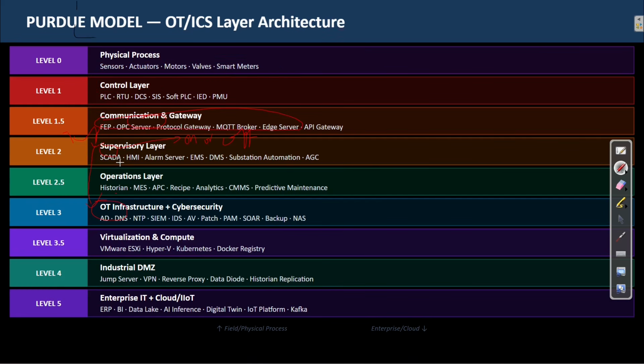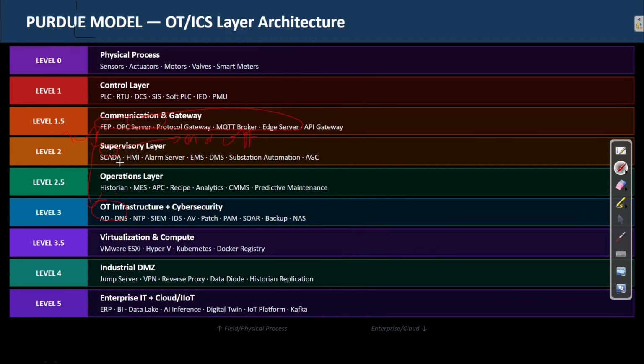Similarly, level 2 is what we call in the industrial control system the supervisory layer, because this is the layer where decisions happen. For example, let us suppose the temperature is 75, which is beyond the threshold. Then the PLC just sends this data to the SCADA system via OPC servers or different protocol gateways.